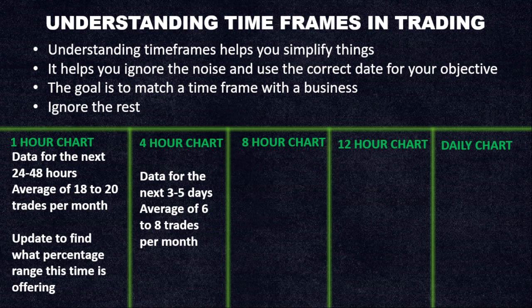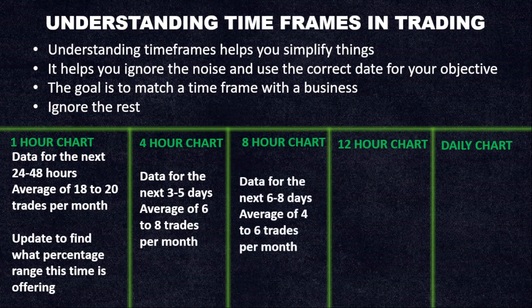Now, when we go to the 8 hour time frame, the 8 hour time frame gives you data for the next 6 to 8 days. Almost a week's data. And if you are going to base your decision to trade in the market on the tool that I'm going to show you, it means that you can be taking an average of 4 to 6 trades per month.